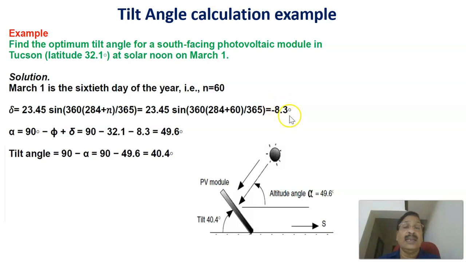For declination angle delta equal to minus 8.3 degrees and phi equal to 32.1 degrees, you can calculate the altitude angle alpha, which is 90 minus phi plus delta, equal to 49.6 degrees. Tilt angle plus altitude angle equals 90, so the tilt required for the solar panel is 90 minus alpha, or 90 minus 49.6 degrees, which equals 40.4 degrees. Therefore the tilt angle required under this condition, at this location on this date, is 40.4 degrees.